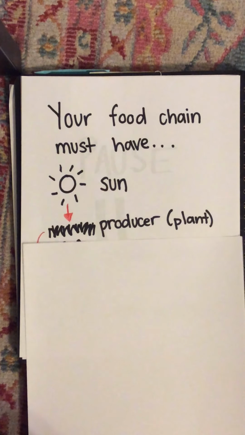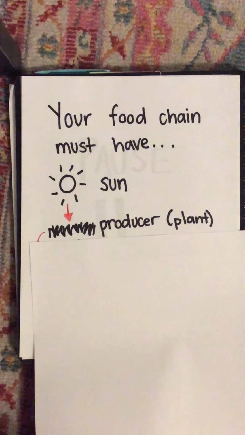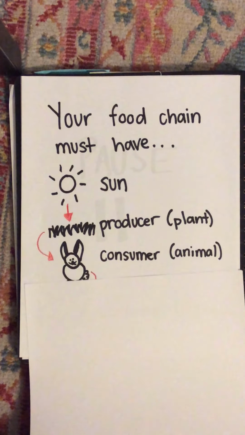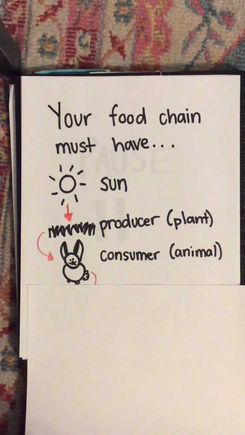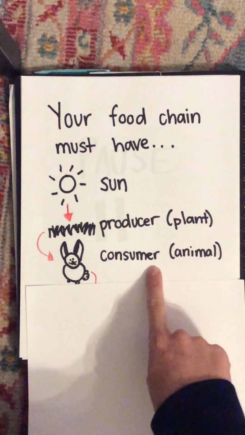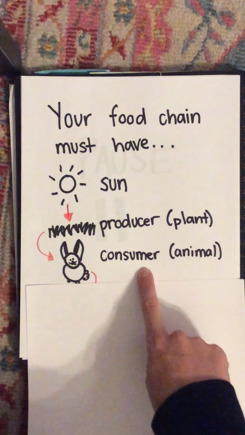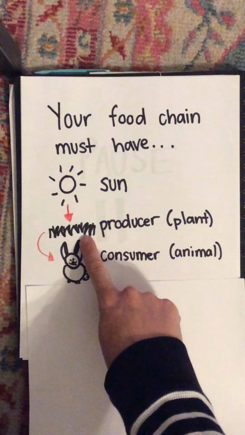Now, what would come next in the food chain? If you said an animal, like this beautiful rabbit, then you would be correct. The scientific word we're using for animal today is consumer because it consumes or eats the producer.